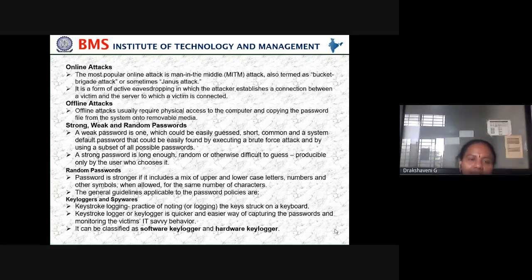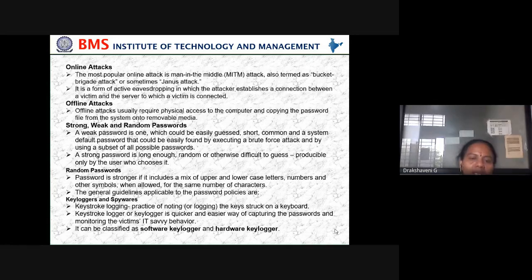Random password is stronger if it includes a mix of upper and lower case letters, numbers and other symbols, when allowed, for the same number of characters.